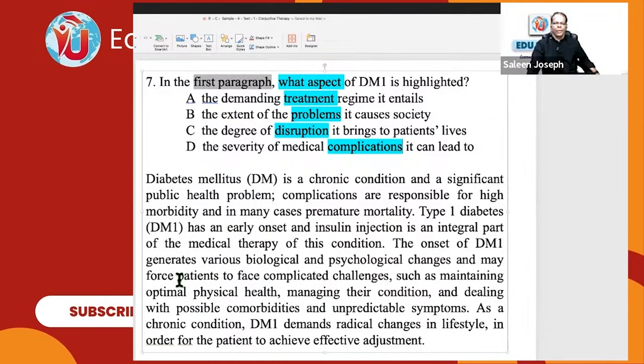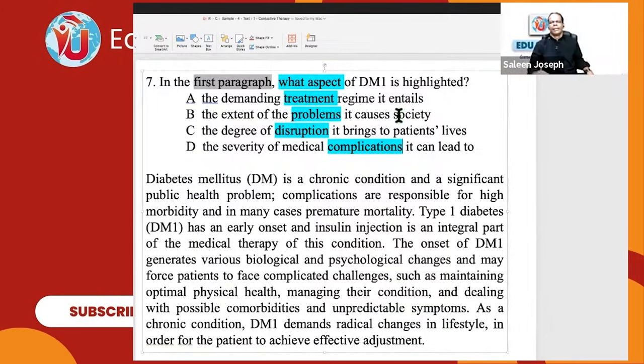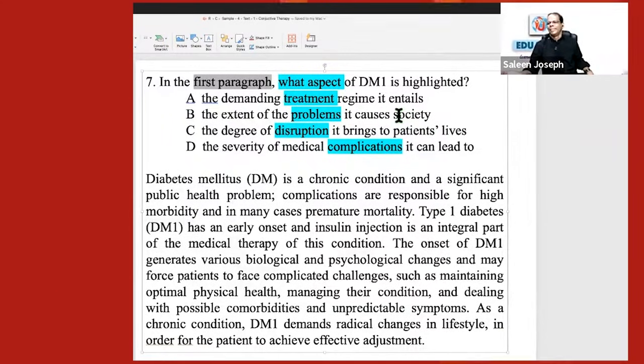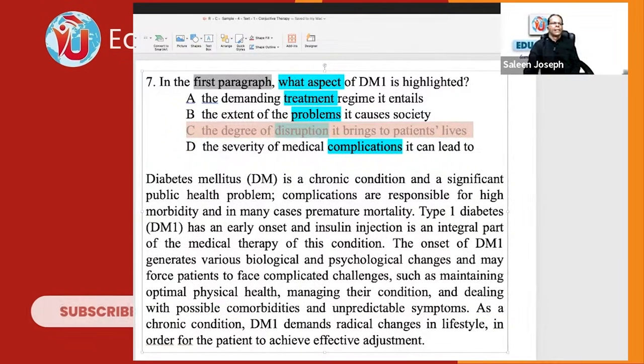Yes, patients' lives. Patients are the thing, and it doesn't say anything about, they only say public health problem, but from our common sense and medical knowledge, we know me having DM1 will not cause anything to the society, right? It's not going to be a big issue for the society. Society is not bothered, but it causes problems for me. So they don't speak about treatments, but they speak about challenges, all these difficulties, disruption in the sense of problems it brings to patients' lives.